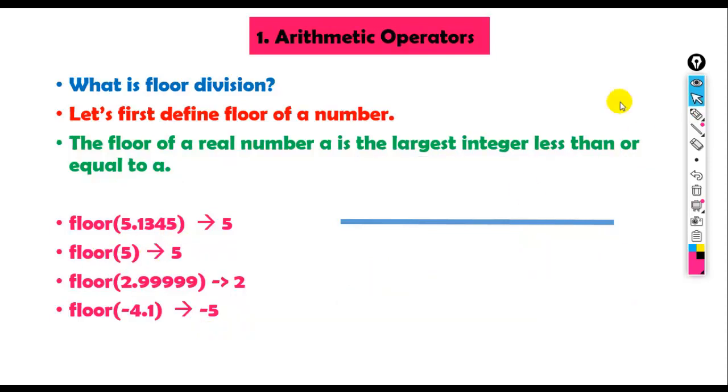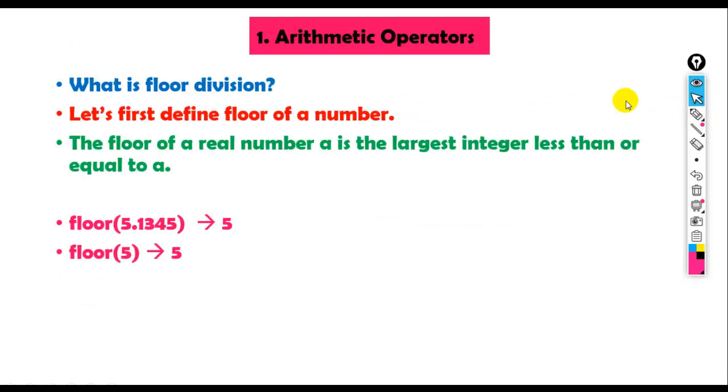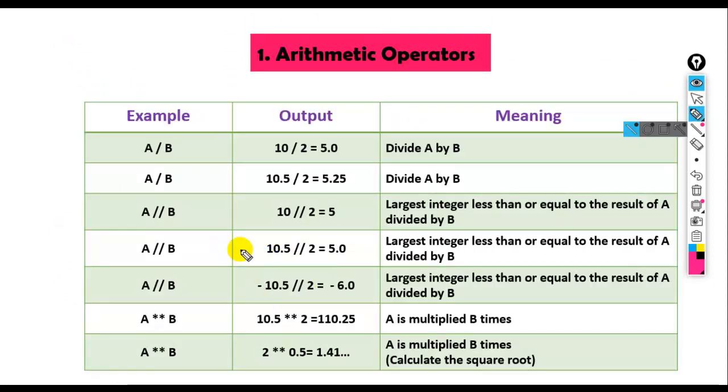Exactly same way we can calculate the result for floor division as well. Let me show you this. So now what is floor division? Largest integer less than or equal to the result of a divided by b. So now I have taken this example. You can see here this one. So now you can easily calculate the output for positive numbers. So now let me show you for negative numbers.